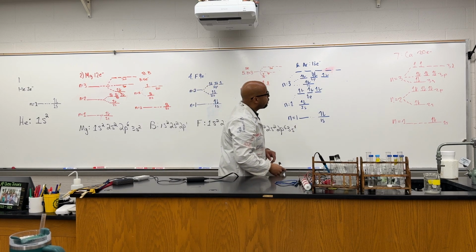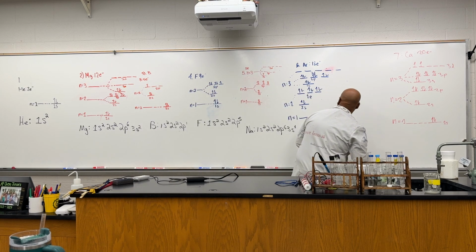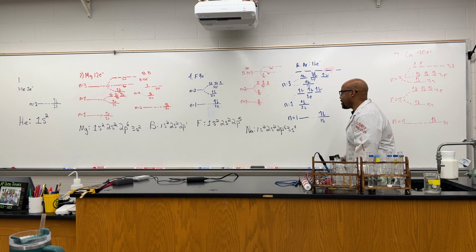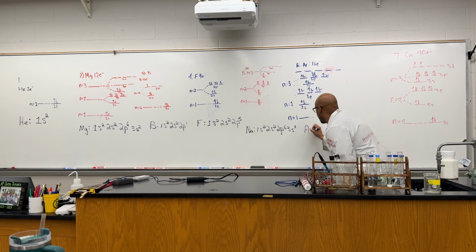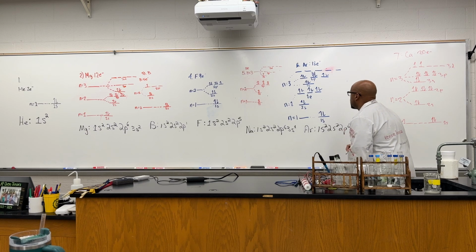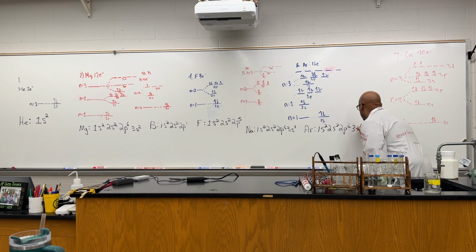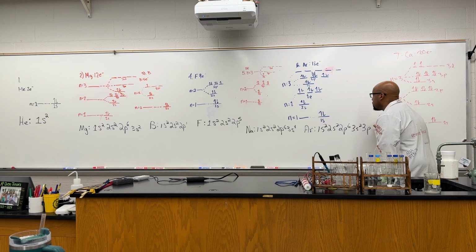And then for argon, argon's orbital diagram is perfect. Man, this class is on it today. So let's see what we got here. Electron configuration, 1s2, 2s2, 2p6, 3s2, 3p, in this case. What do we got here? 3p6. There we go.